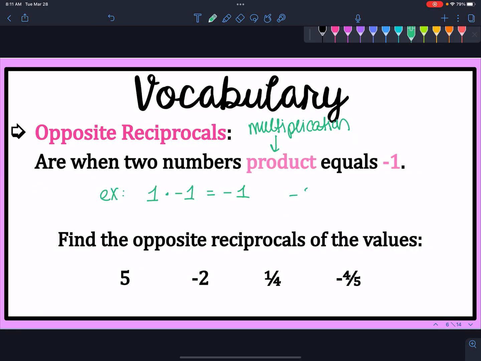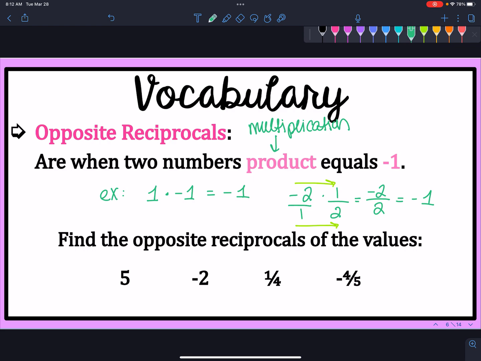So -2 times 1/2. Well, I can actually put a 1 under my -2, and I'm going to multiply across. -2 times 1 is -2. 1 times 2 is 2. And I can divide these and I get -1. So our slopes from the first two questions we did are opposite reciprocals. Now down here it says find the opposite reciprocals of the values.